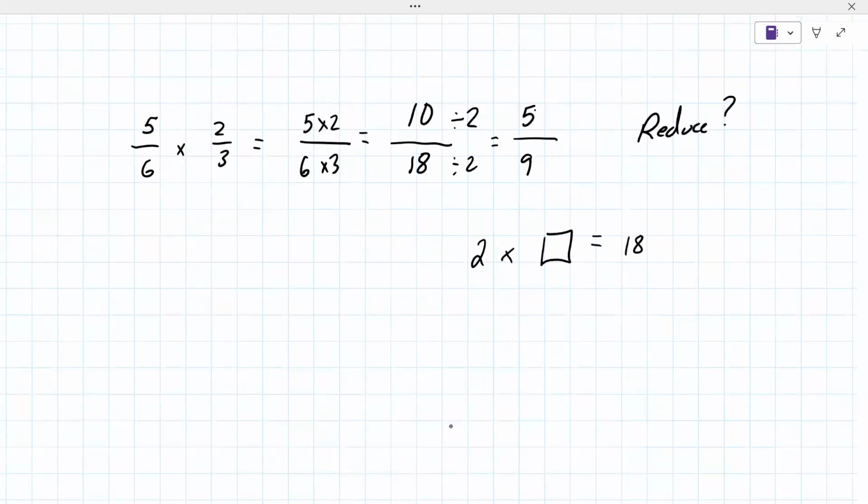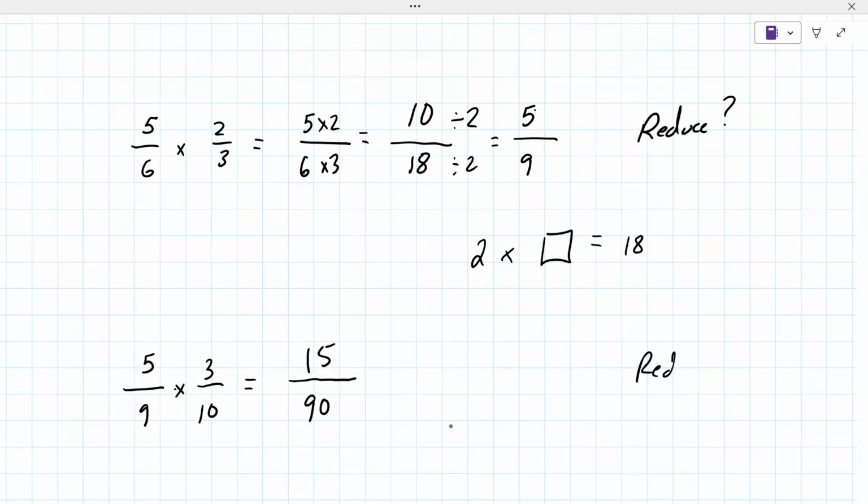Let's try one more here. 5/9 times 3/10 equals 5 times 3 over 9 times 10. Good. So 5 times 3 is 15. 9 times 10 is 90. Okay. Now, does this fraction reduce? Yes. Is there a number that you can divide both the top and the bottom by? And there is.